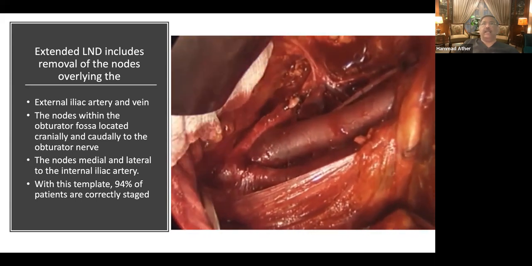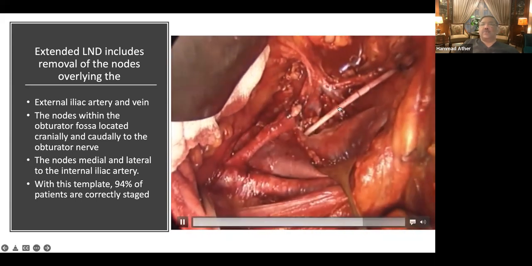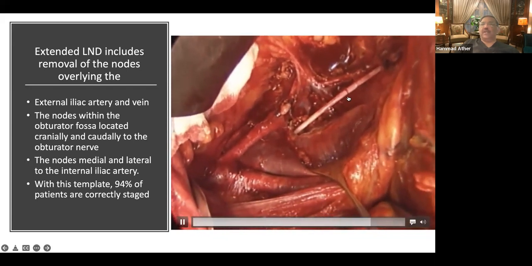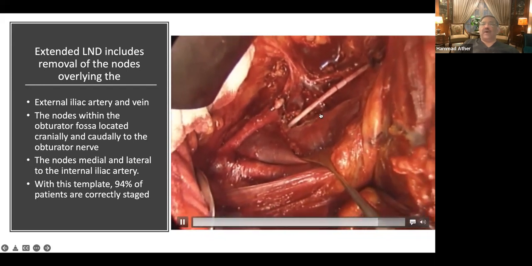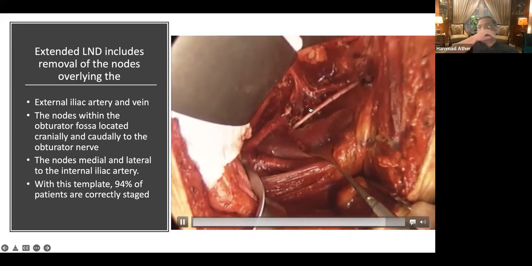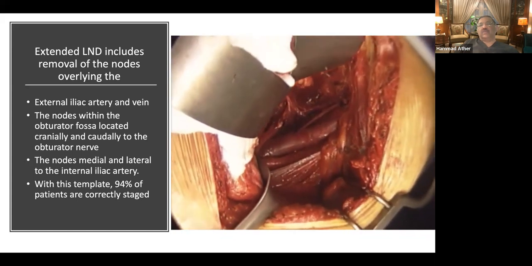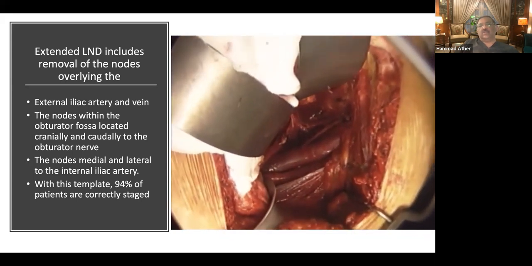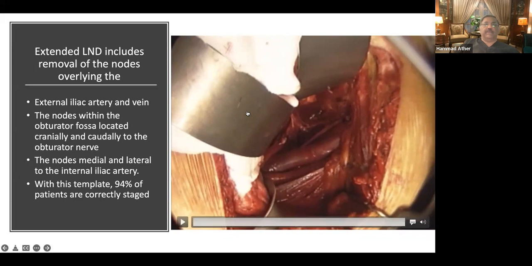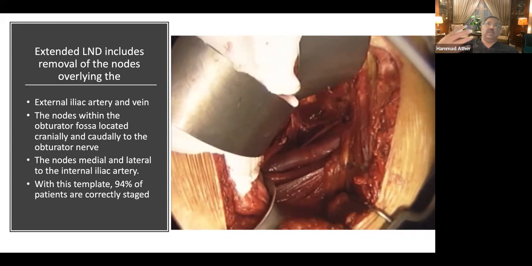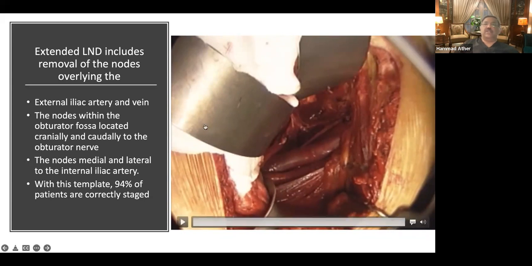The current EAU guidelines: this is the obturator fossa. You can see the obturator nerve here, and you have to remove lymphatics from the obturator fossa, which is the most important area where lymphatics would go first, but there is no set pattern to it. So if you do decide to do lymphadenectomy based upon your nomograms and pre-surgery criteria, you do an extended lymphadenectomy, which means that you go up to the bifurcation of the aorta.